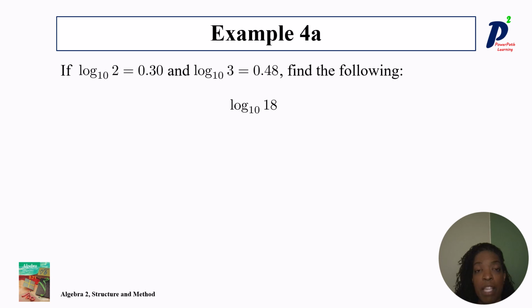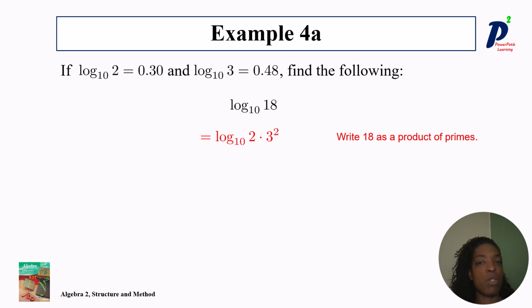Example 4 combines expansion and substitution with actual logarithmic values. So we're given the value of log 2 and log 3, and we're asked to find log base 10 of 18. So first, I'm going to write 18 as the product of primes. That's 2 times 3 squared. Then I'm going to split them up using the product property.